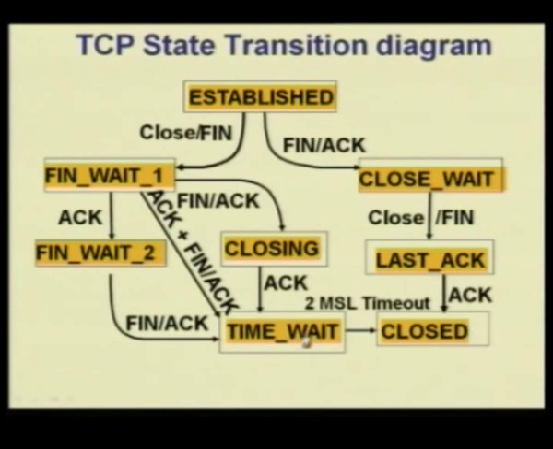Now the time wait state to closed state, we have this 2 MSL timeout, essentially to take care of some ACKs which could have been lost, which may have to be retransmitted. So we just wait for some time before we actually close the connection. On the other side, on receiving the last ACK, you come and close the connection. So this transition diagram captures the complete set of transfers that take place, both the 3-way handshake that is used for connection establishment and the 4-way handshake that is used for connection termination.